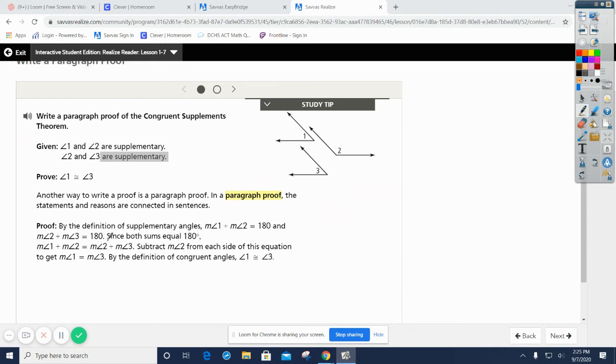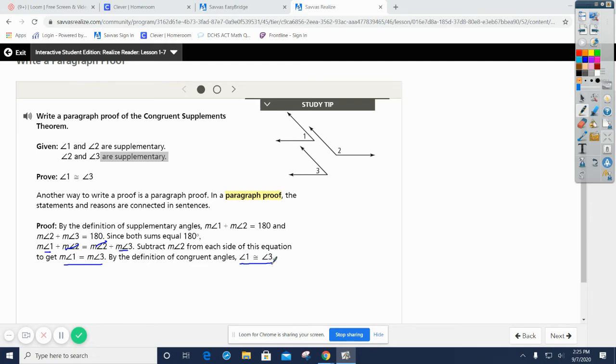So it's just writing a paragraph, and then it says since both of them equal 180, they're equal to each other. So they set them equal to each other. Then you subtract angle 2 from both sides, and that's going to give you angle 1 equals angle 3, which is right here. And then if the measurements are equal, then they are congruent by the definition. So it's the same kind of stuff, but it's just written in paragraph form.